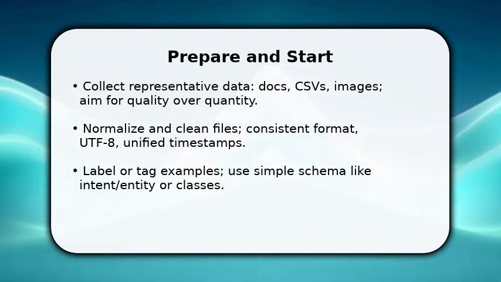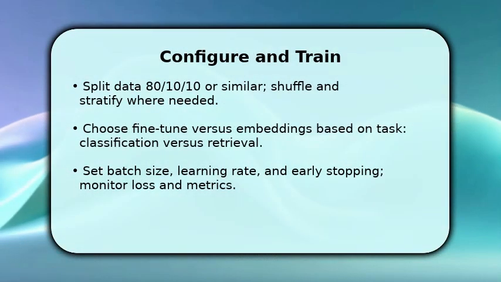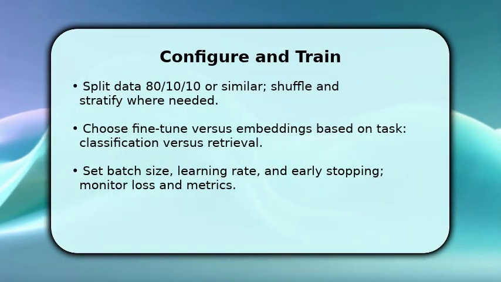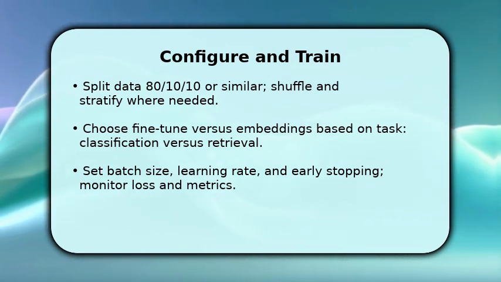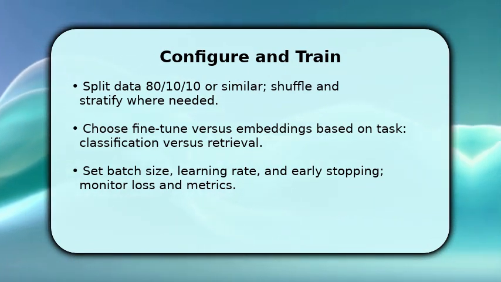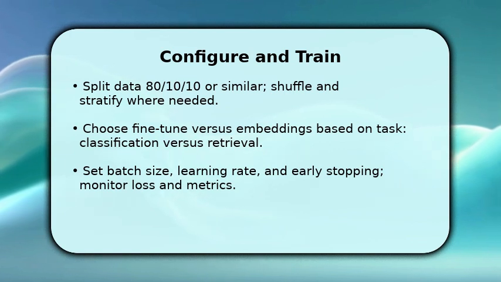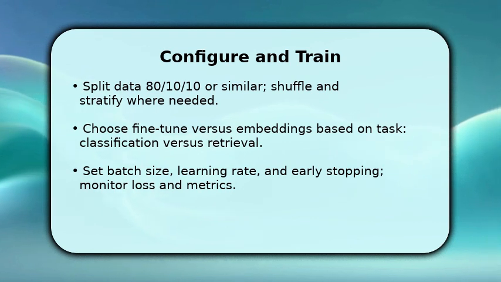You now configure the training run and start executing it. If the task is classification or generation, fine-tune a pre-trained model. For search and Q&A, embed your data and build an index. Once configured, pick sensible hyperparameters: moderate learning rate, small batch size for limited data, and enable early stopping.